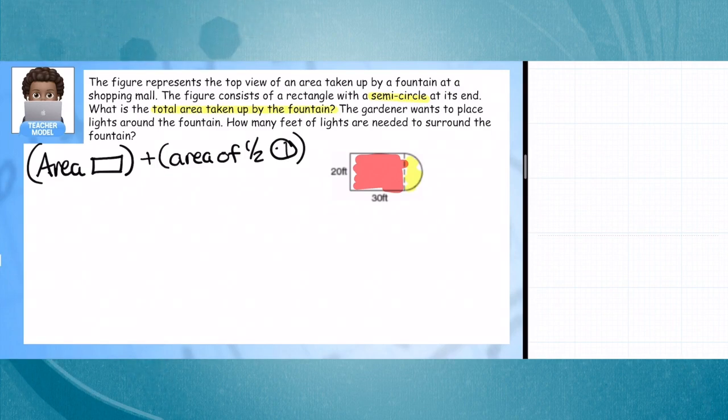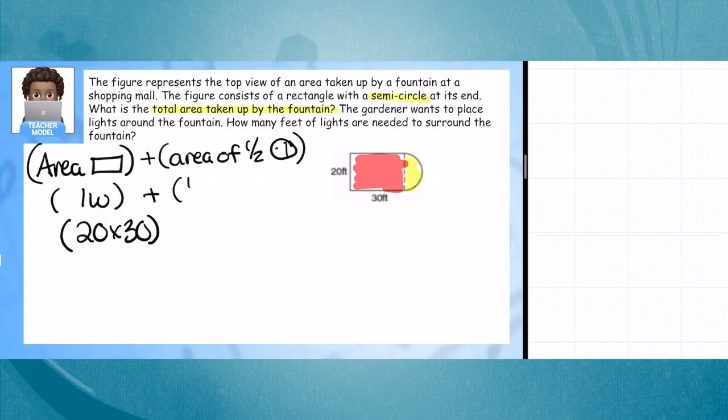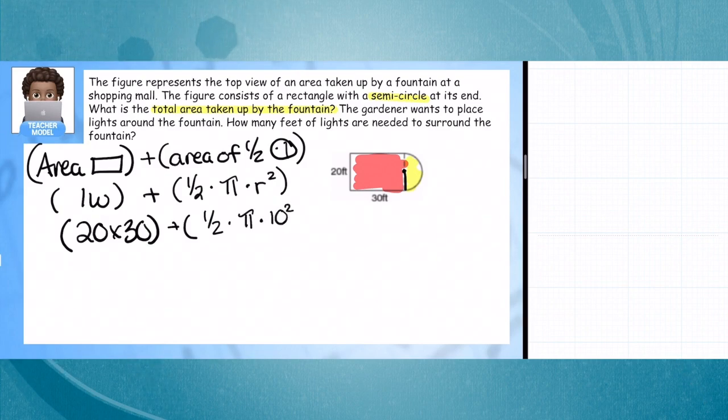For area of a rectangle, we have length times width, or 20 times 30, plus the area of our circle, where we want half the area. And we know that the formula is pi r squared. So pi times radius squared. Since we know that from here to here is 20, we want the halfway point, so I know the radius is 10. So 1/2 times pi times 10 squared.